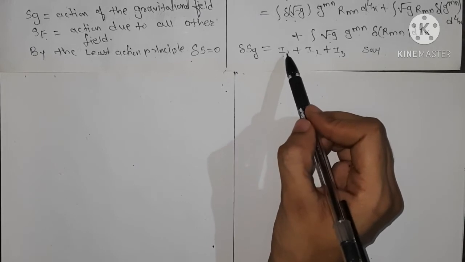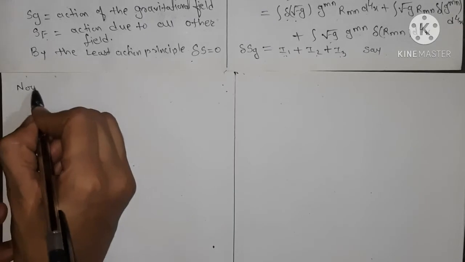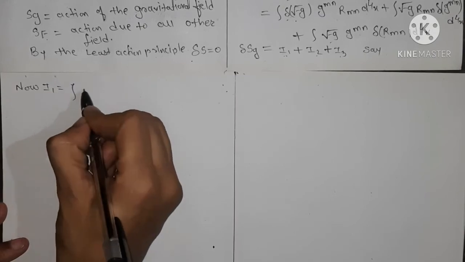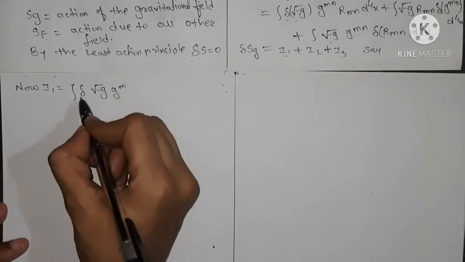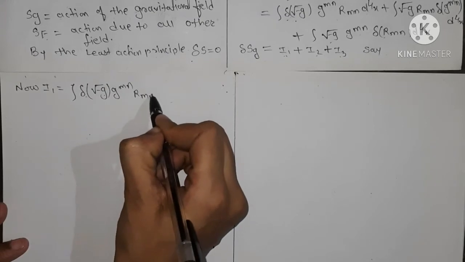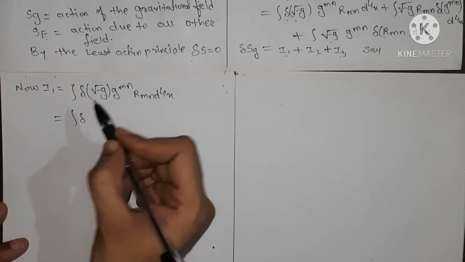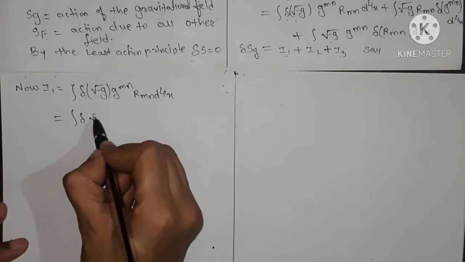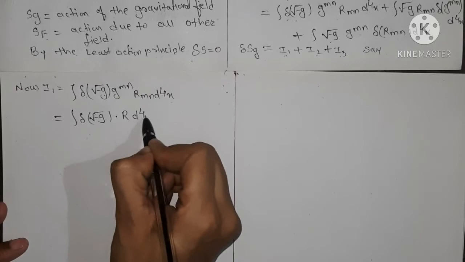Now we calculate firstly I1, and I1 is nothing but our this one. So I1 is equal to the integral of delta of under root of minus g, g^mn, R_mn d4x, since we are taking the derivative of under root of minus g, g^mn, which is equal to the integral of delta of under root of minus g into g^mn R_mn, which is nothing but our R d4x.